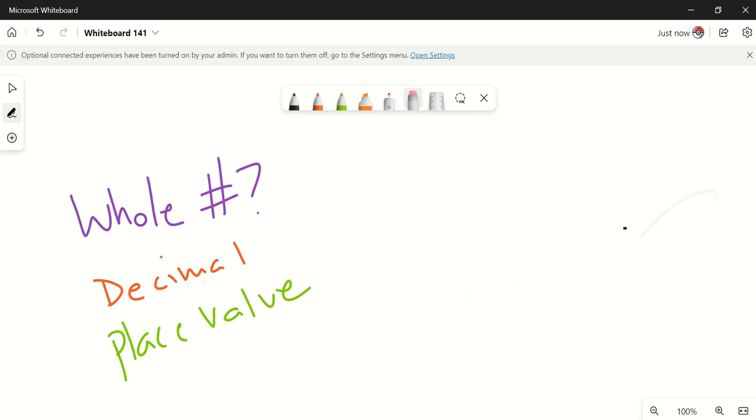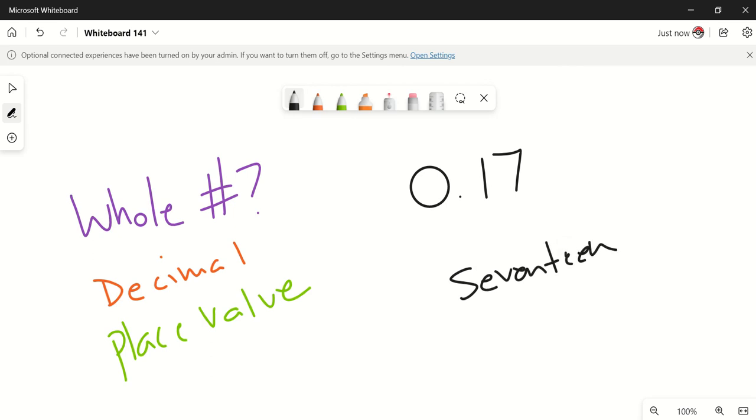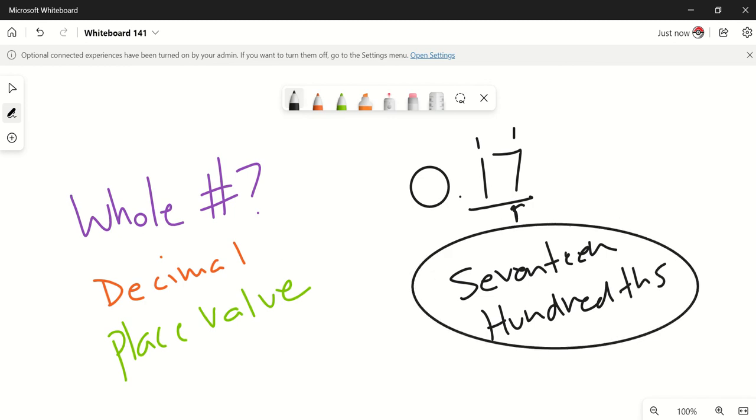Let's try a different one. Let's try 0.17. Whole number first. There is no whole number. That's a 0. So we're not going to put 0 and. So the 0 and the and are gone. We are just going to write 17, because that is the decimal. Decimal is 17. And then the place value. Remember, tenths, then hundredths. So this will be 17 hundredths. And that's it. This would be 17 hundredths. And then writing it in fraction form would be 17 over 100.